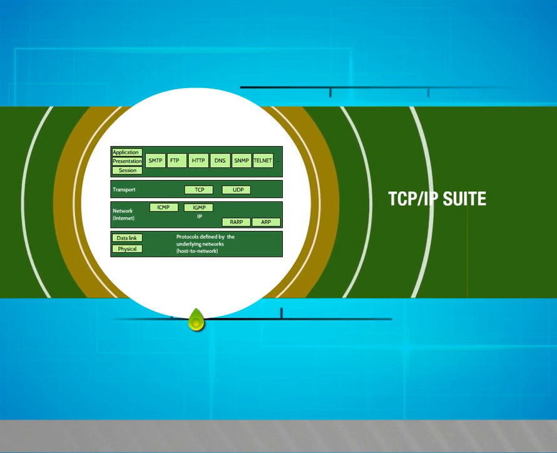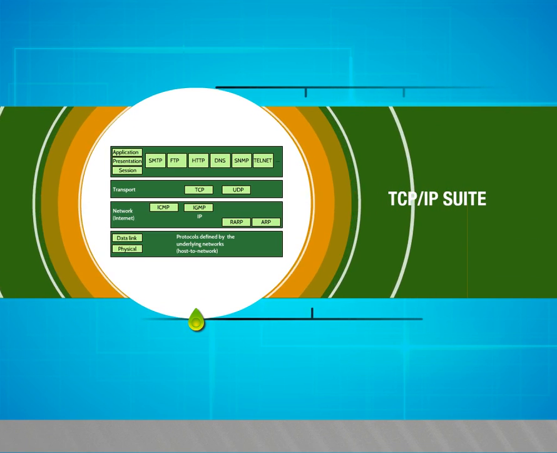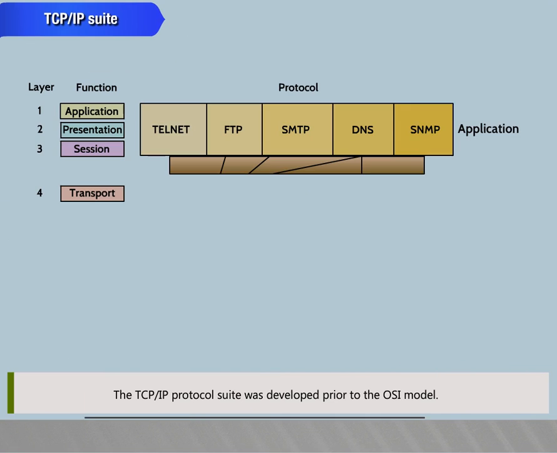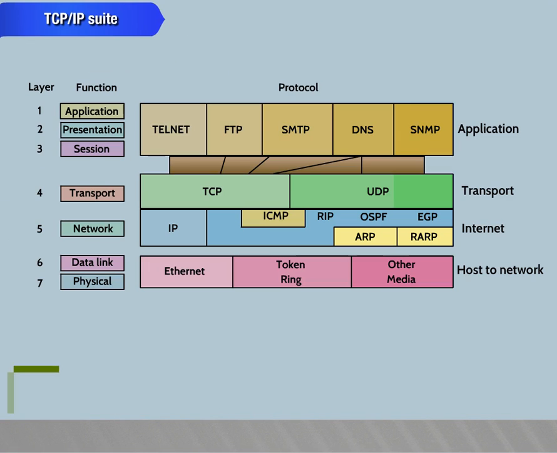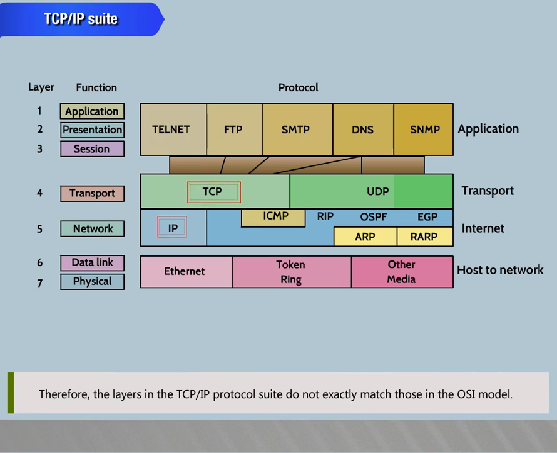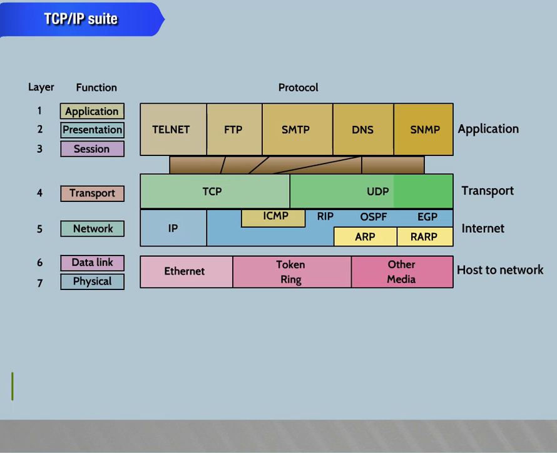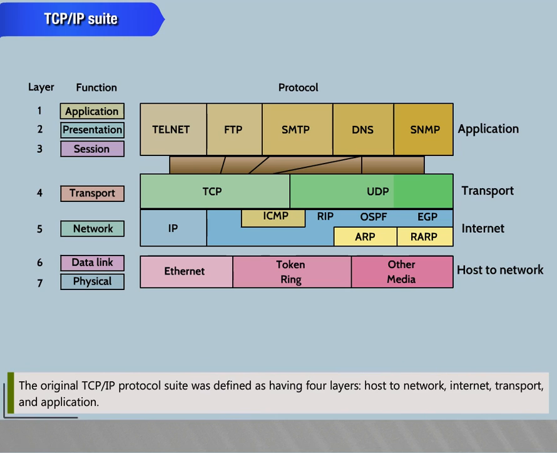TCP/IP suite. In this video, we are going to see about the TCP/IP suite. The TCP/IP protocol suite was developed prior to the OSI model. Therefore, the layers in the TCP/IP protocol suite do not exactly match those in the OSI model. The original TCP/IP protocol suite was defined as having 4 layers: host to network, internet, transport, and application.